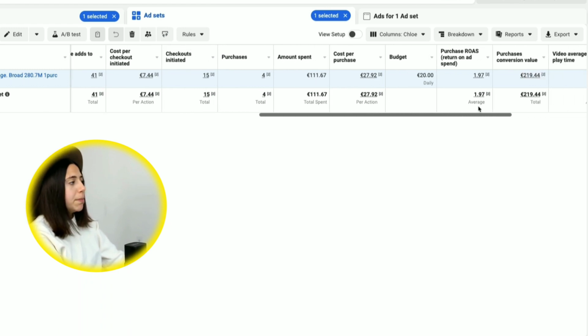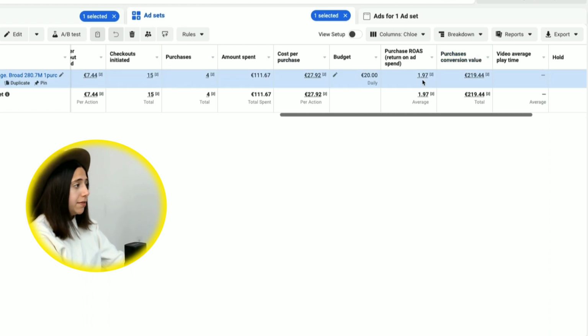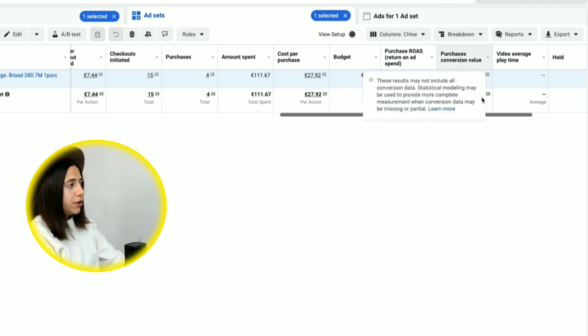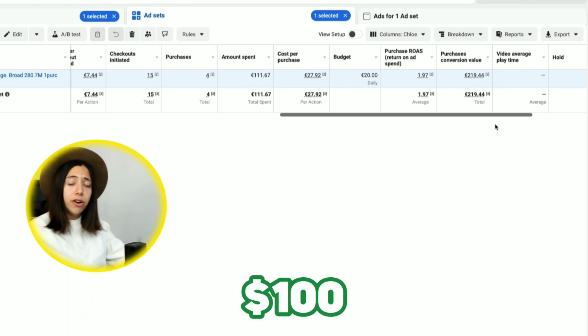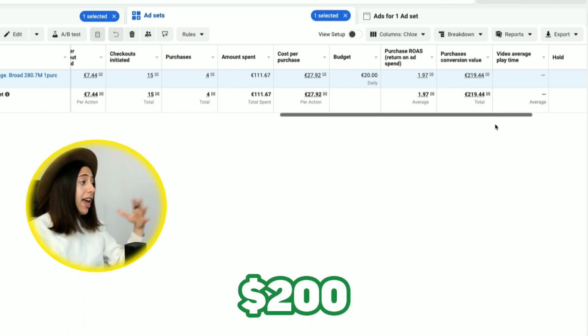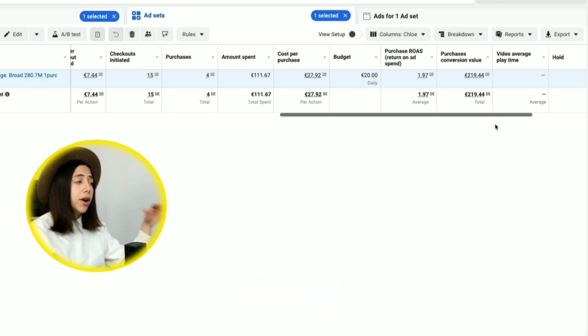You can see over here my purchase ROAS was 1.97 and the purchase conversion value is 219. So basically I spent 111 euros, or let's say $100, and I got $200 back. This is something healthy to aim for, and this is what you should be looking out for.